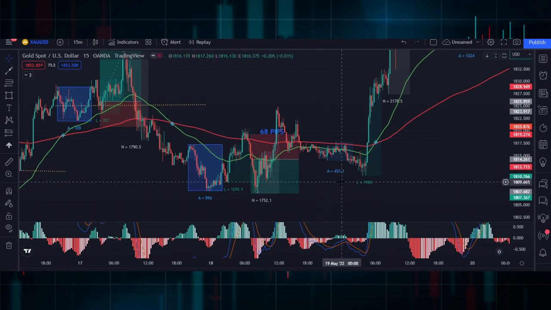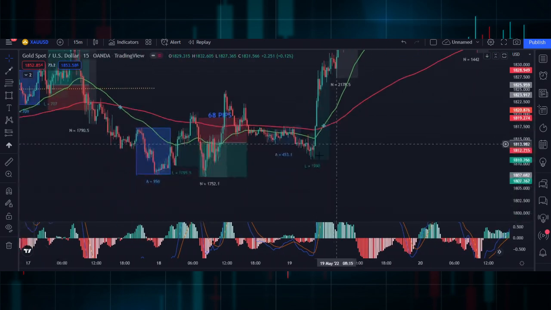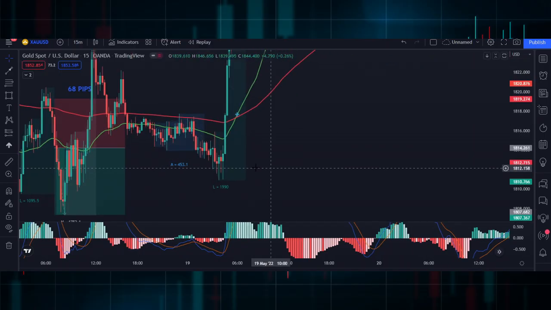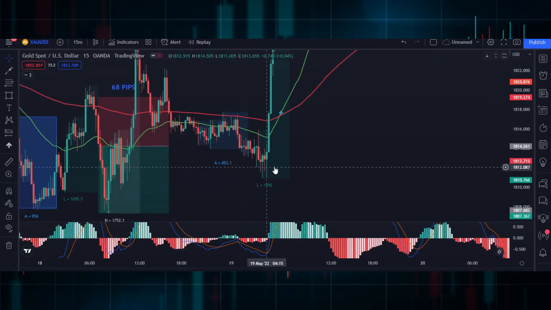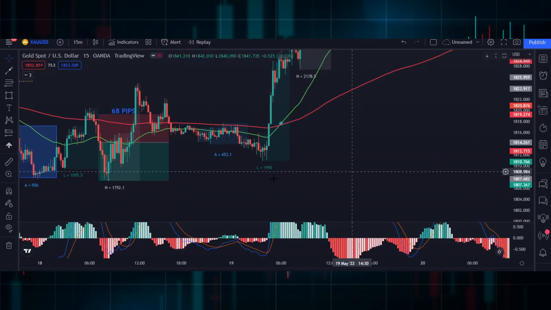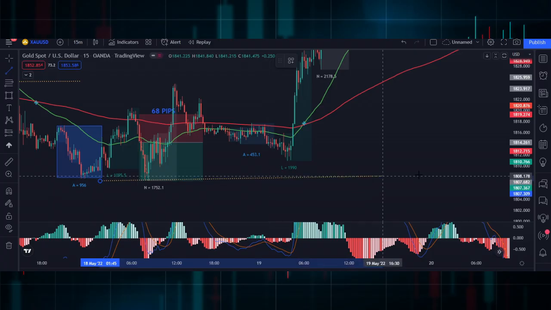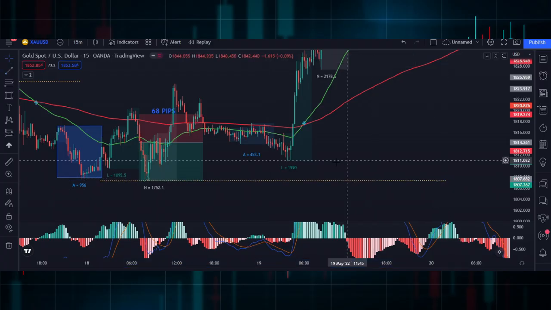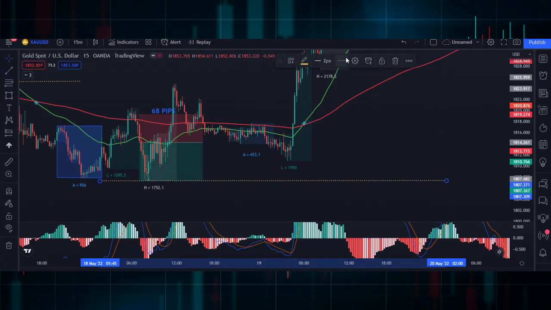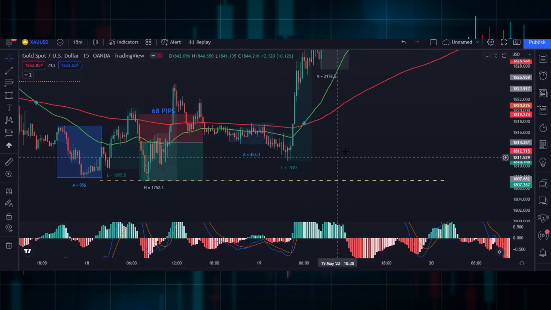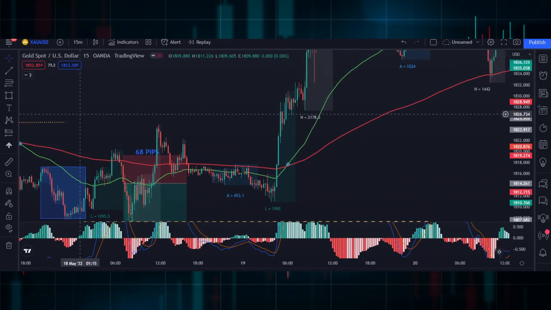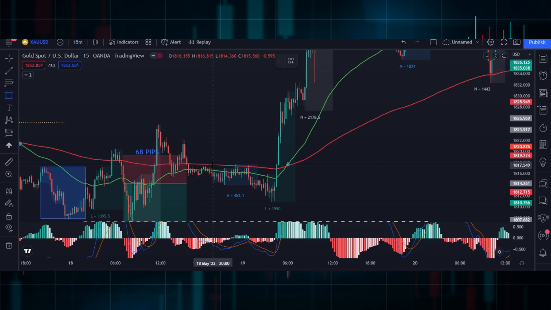Okay, now we have ourselves here, on the 19th of May, a reversal buy setup. Let's set out the previous day's low. This is the previous day's low right here. Okay, previous day's low. Let's draw this Asian session box.